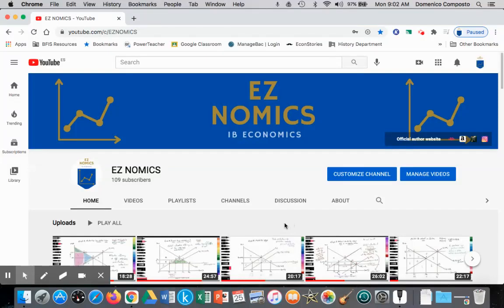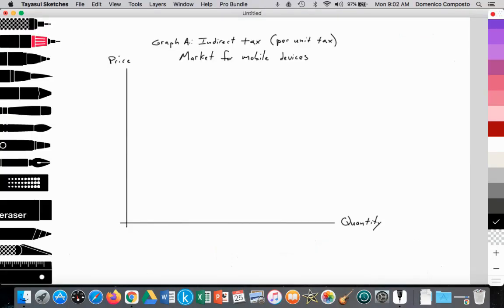Hello, this is Domenico with Easynomics, and we're going to look at a per unit tax, as in terms of an indirect tax. So for each unit of a good produced, there is an applied indirect tax, a fixed amount of tax for each unit produced by the firm.